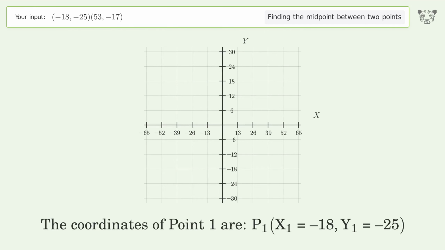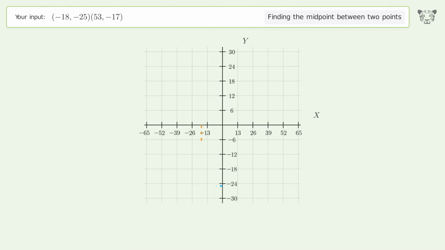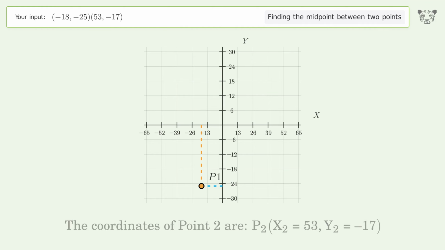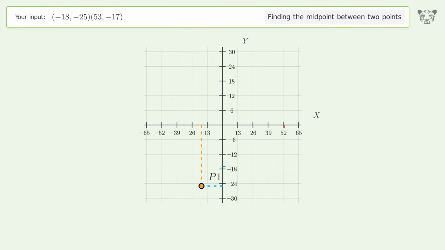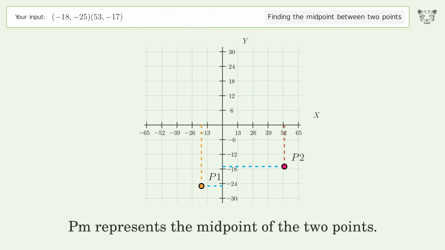The coordinates of point 1 are x1 equals -18, y1 equals -25. The coordinates of point 2 are x2 equals 53, y2 equals -17. PM represents the midpoint of the 2 points.